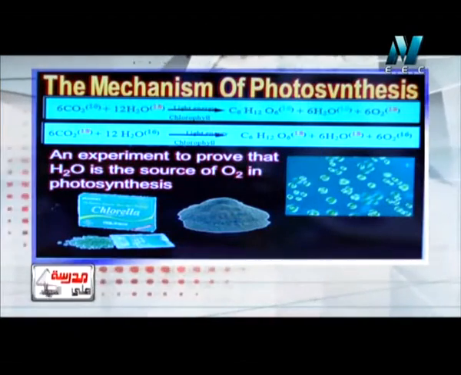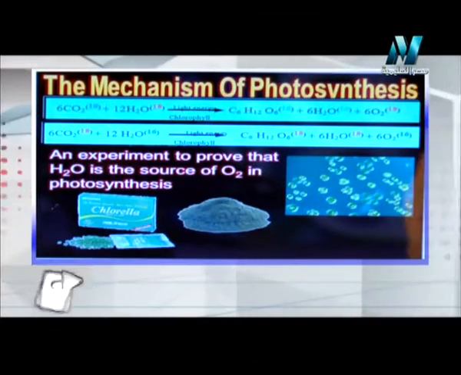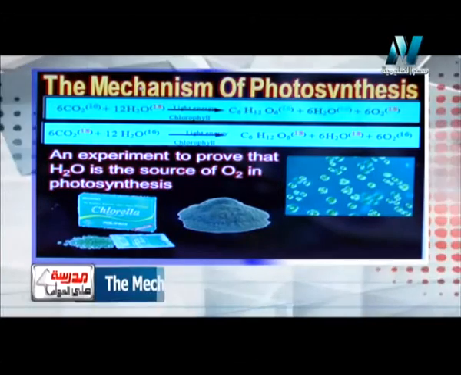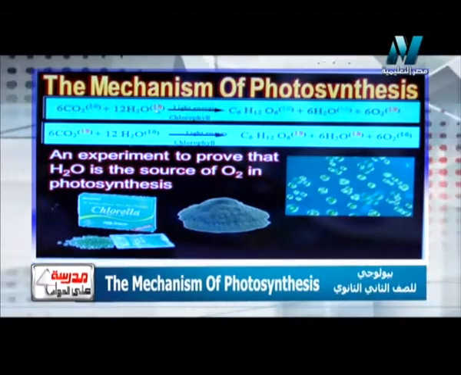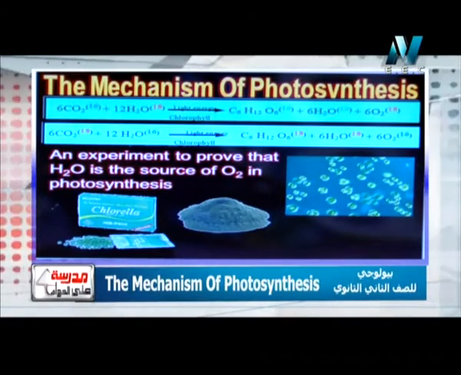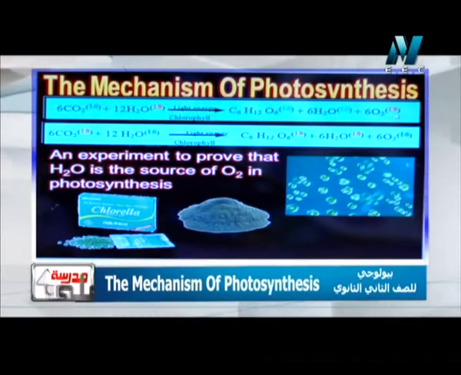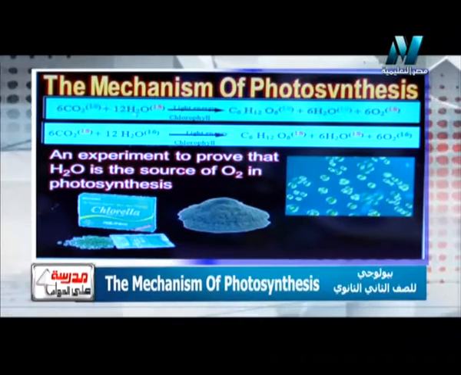A group of scientists at California University in 1941 explained the mechanism of photosynthesis, or the source of oxygen released as a result of photosynthesis, by using chlorella algae. Chlorella algae is supplied with carbon dioxide containing normal oxygen 16 and water containing radioactive oxygen 18. The products are sugar, water, and the oxygen released as a result of photosynthesis, but the oxygen is the radioactive oxygen 18, similar to that in water.